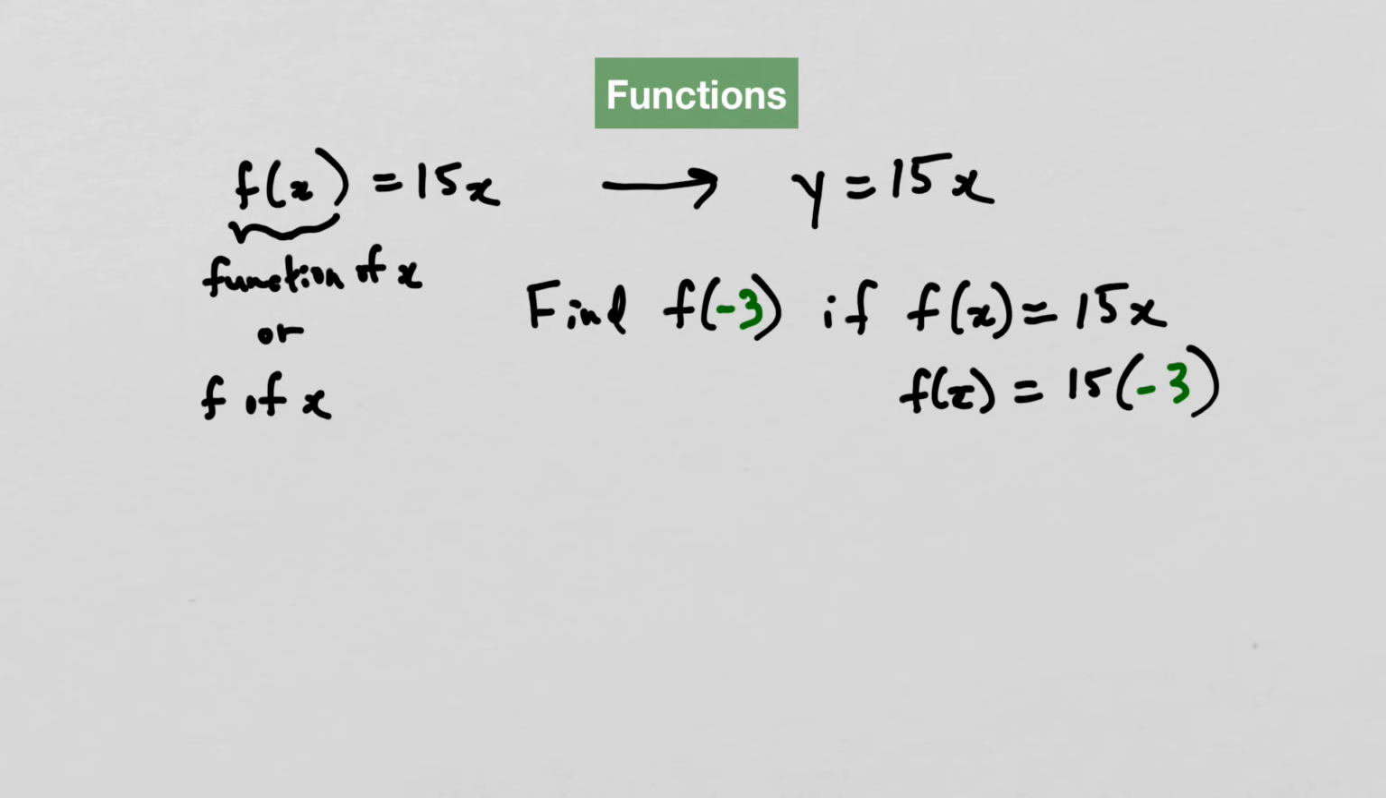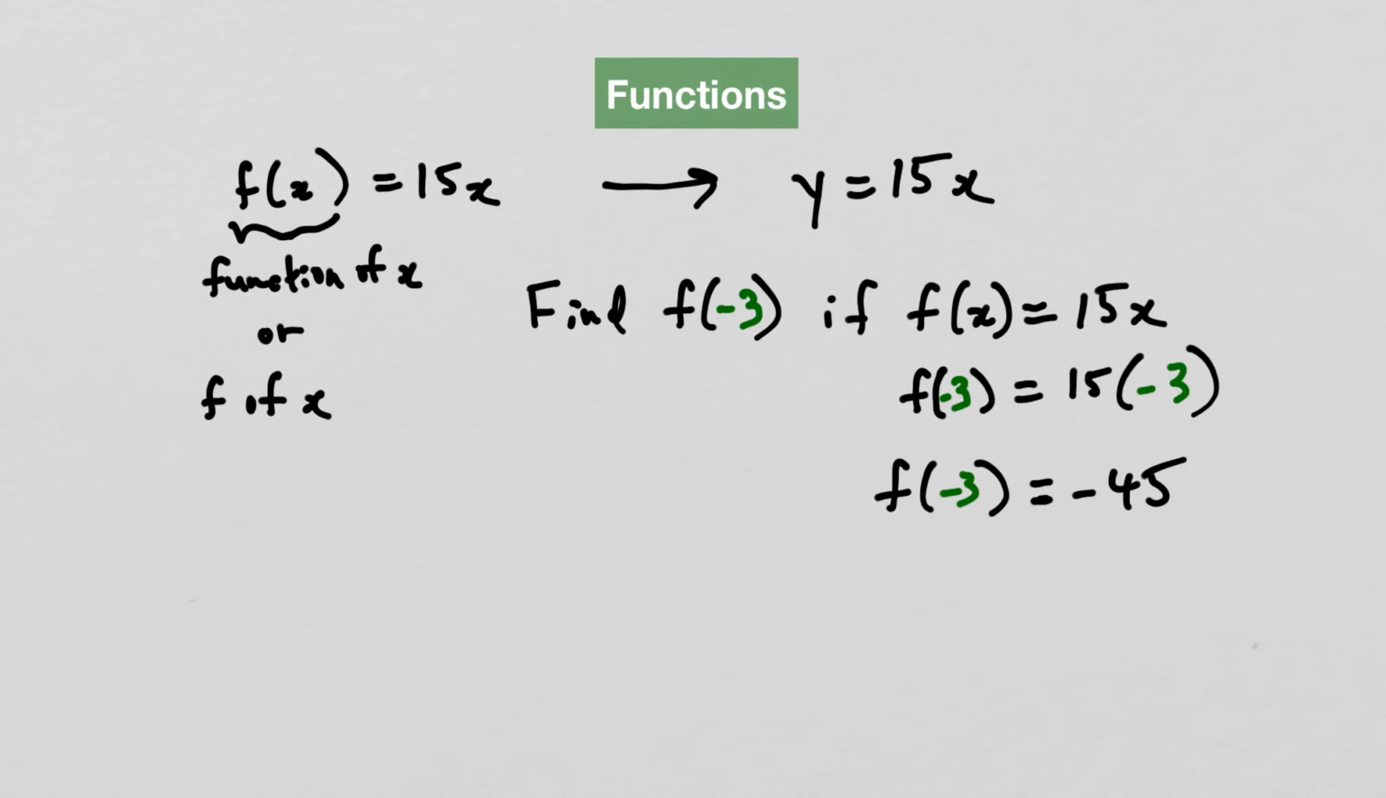And I should probably do this too, so that I write this correctly, okay? So f of negative 3 is equal to 15 times negative 3. And therefore, f of negative 3 is equal to negative 45, okay?